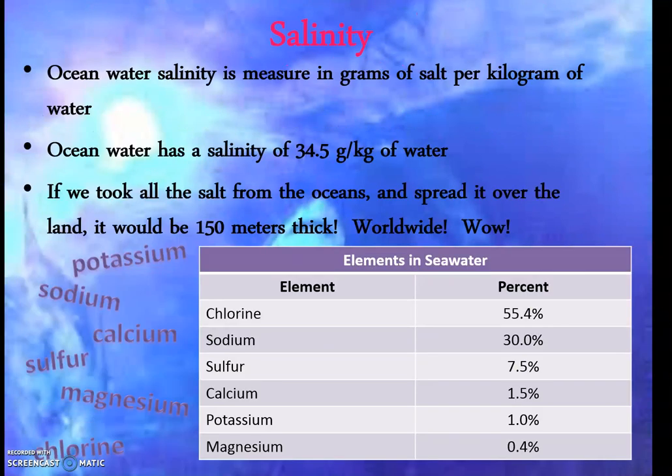So first, salinity. Ocean water salinity is measured in grams of salt per kilogram of water. Ocean water has a salinity of, on average, 34.5 grams per kilogram of water. Just to give you an idea of how much salt that is, if we took all the salt from the oceans and spread it over the land, it would be 150 meters thick everywhere, across every piece of land, worldwide. So that's an amazing fact.